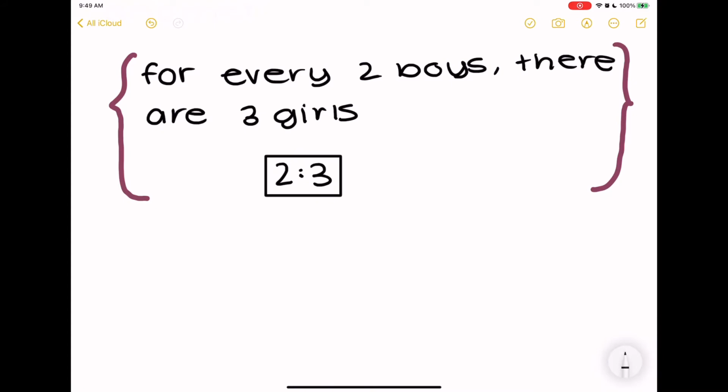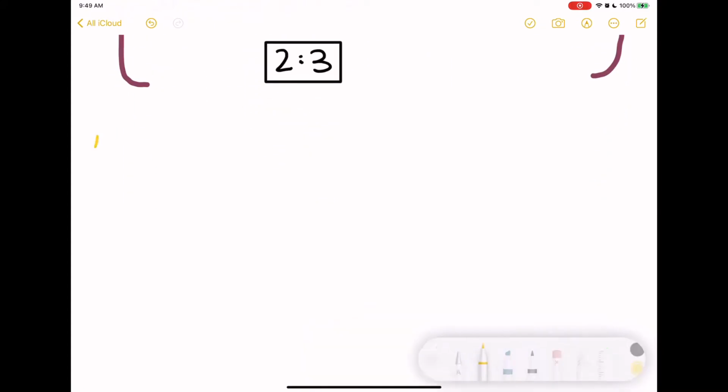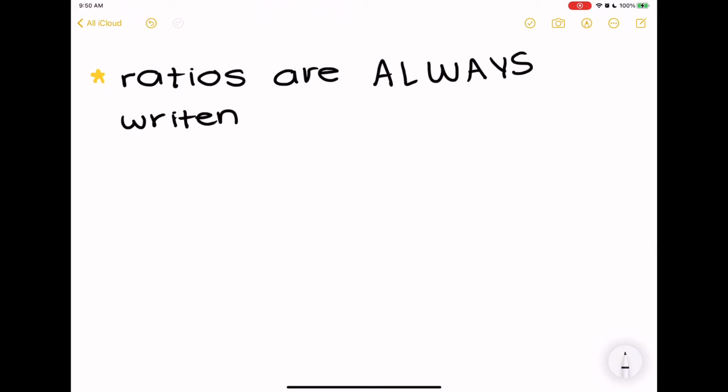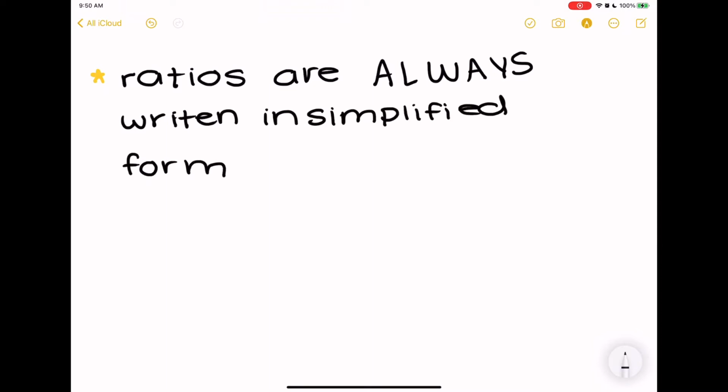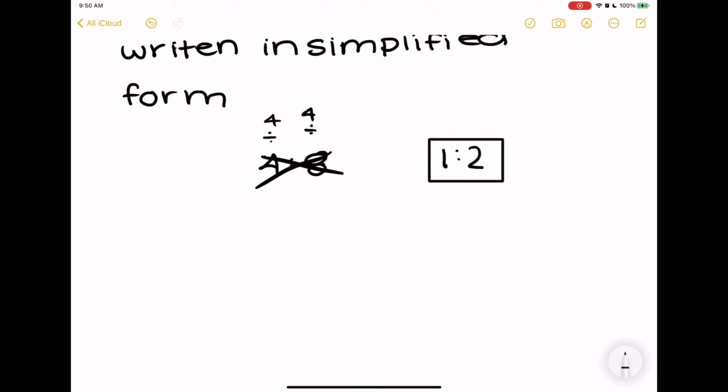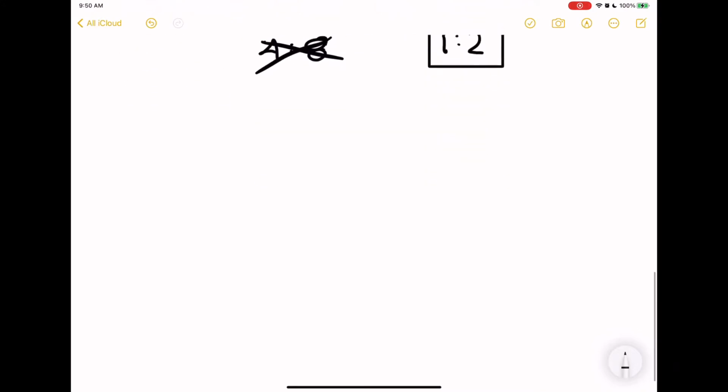A very key note is that ratios are always written in simplest form. 2 to 3 cannot be simplified any further. They do not have a common factor. But 4 to 8, for example, can be simplified. If we divide both of them by 4, we'll get 1 to 2, which is the simplest form. So make sure you always simplify as much as you can.